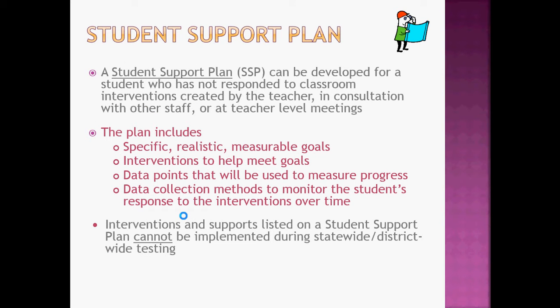Once the SST process begins, often the team will develop a student support plan. This is developed for students who did not respond to the interventions already implemented by the classroom teacher. This plan includes 1 or 2 realistic measurable goals with various interventions that will be implemented to help them meet their goals. The team will allow 8 to 10 weeks for the plan to have an effect, and then we'll meet again to determine if progress was made. Interventions and supports listed on this plan are not implemented during the statewide testing such as PARCC.